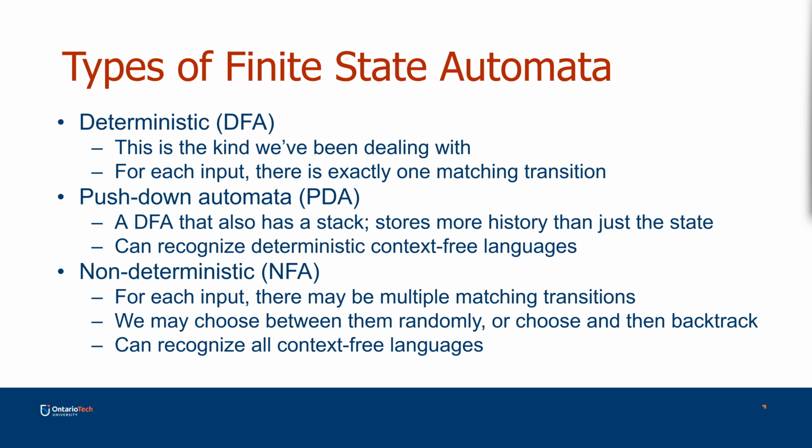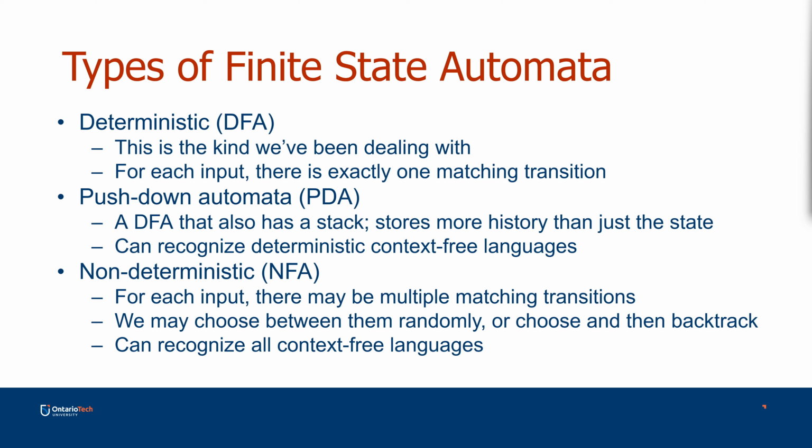Okay, so let's talk about a few of the other types. We mentioned deterministic finite state automata, and those are the ones that we've mostly been dealing with in this class. There's also a pushdown automaton. It's a deterministic finite state machine that has a stack as well. So we have a stack to keep track of previous states, and this allows us to recognize a subset of context-free languages called deterministic context-free languages. These are a little bit more complicated and kind of outside the scope of this class.